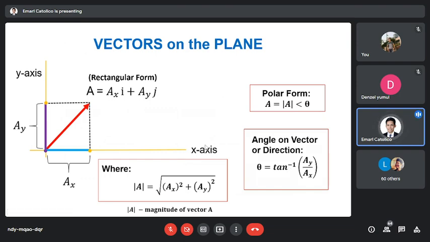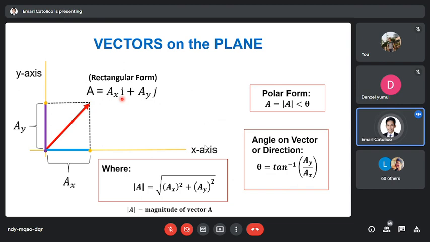Now, let's proceed to vectors. So, sa plane muna tayo, no? We have x and y axis. Kita ba yung aking mouse? We have x and y axis, then meron tayong vector A. Kita naman, ano. So a vector is represented by a capital letter A. So in rectangular form, vector A is equal to AxI plus AyJ. Yung I tsaka yung J, ano no? Yung I and J, yan yung nagre-represent ng direction ng vector natin.